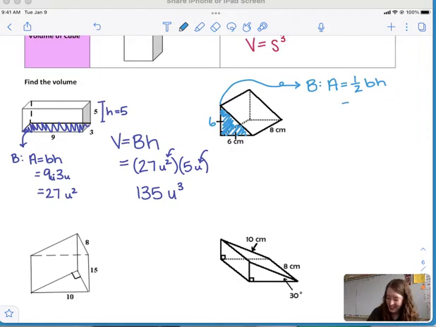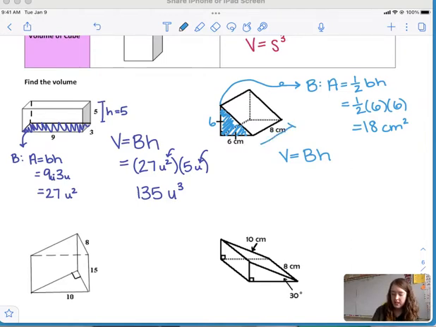So we're going to take 1/2. Our base is 6. Our height is 6. 1/2 times 6 times 6 is 18. And that will be centimeters squared. So to find our volume, we're going to take area of the base times the height. Remember, the height is the distance between my two bases. So the distance between those two rectangles is going to be that 8.